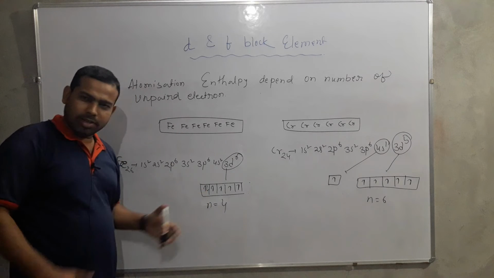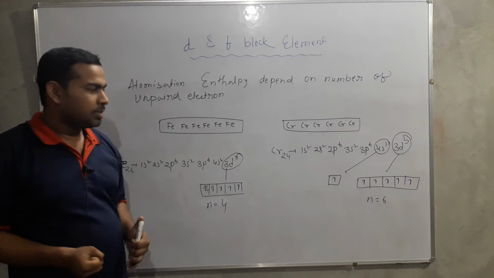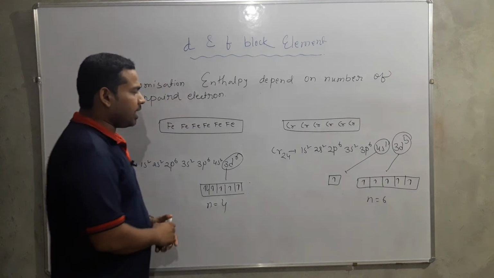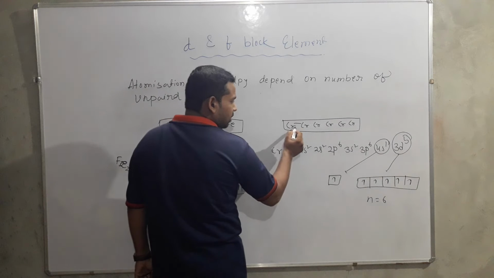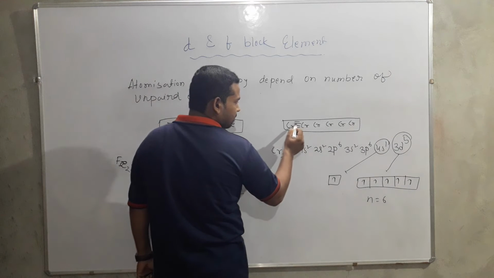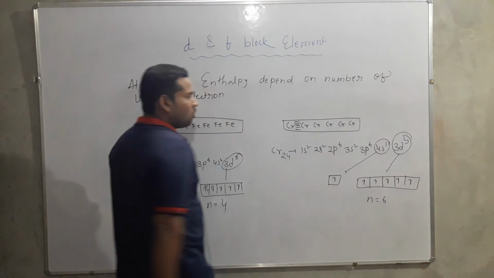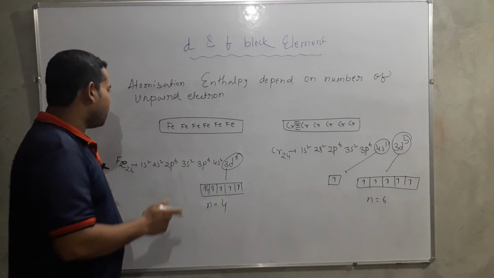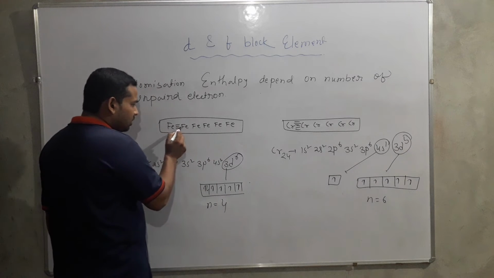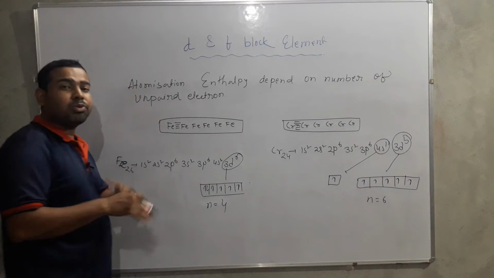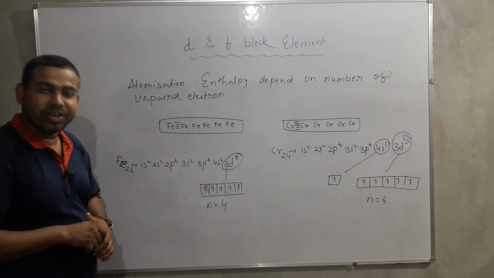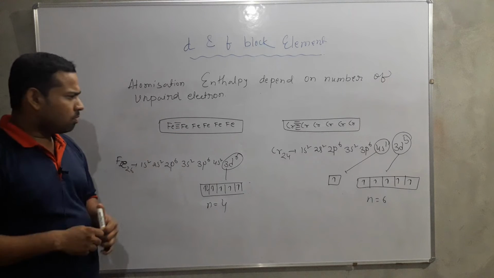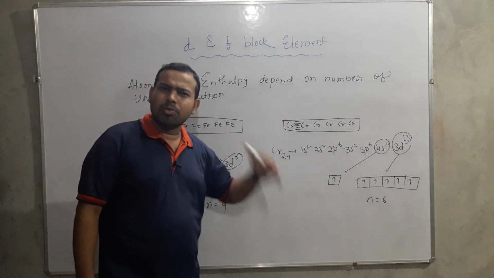That is, iron has 4 free hands, but chromium has 6 free hands. So 6 free hands, 1, 2, 3, 4, 5, 6. So one chromium is attached with another chromium by 6 ways, but one iron is attached with another iron by 4 ways. Clear? By 4 hands. Clear? So this bond is less tight compared to the chromium bond.